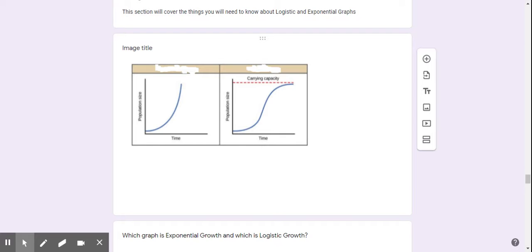And another thing that could happen is when we no longer have unlimited resources, we start having fewer babies. So more organisms are dying and fewer babies are being born because the resources are now limited. They were unlimited, but now they're limited. On top of that, another thing that could happen, we no longer have organisms moving into the area.